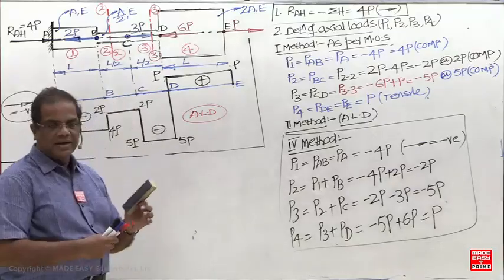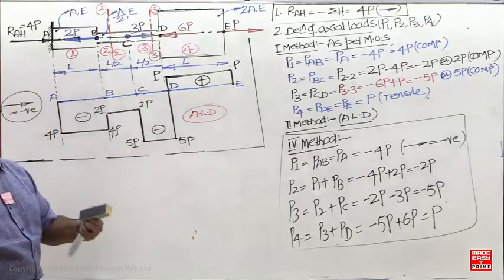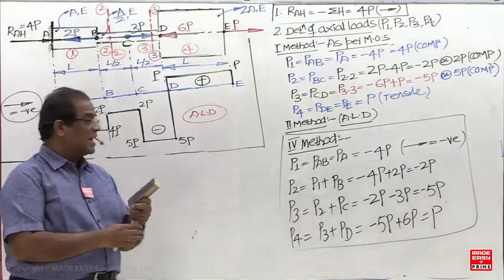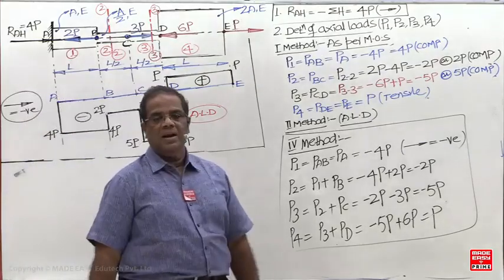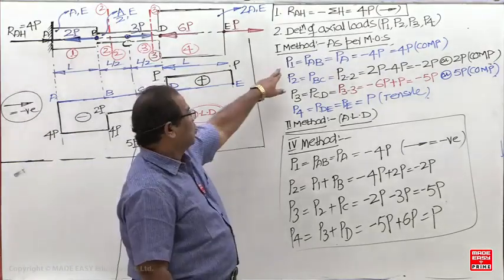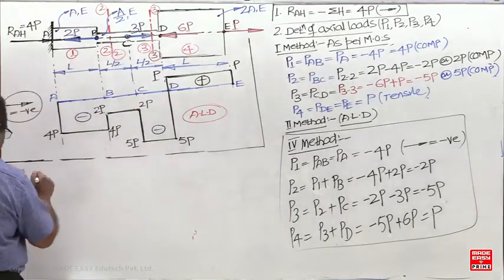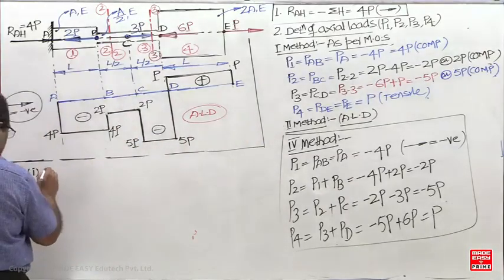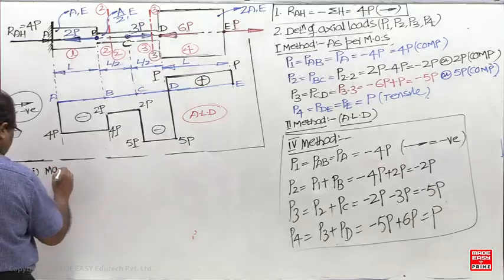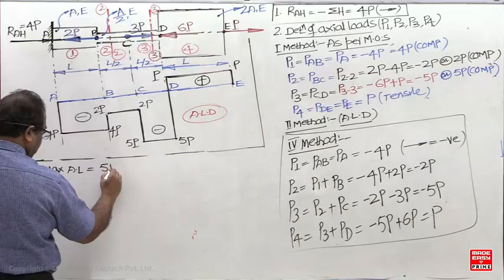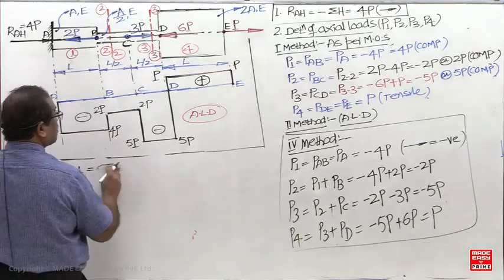Now the load diagram is completed. Then what is the first question asked? What is the maximum axial load acting on the bar? You can check it now. 5P. The first question answer is 5P. That is at which load? P3.